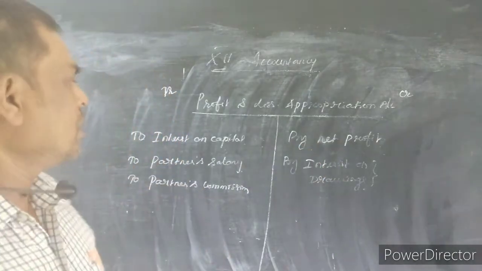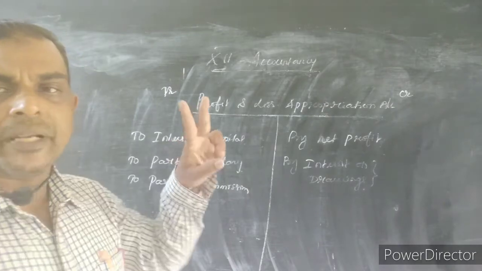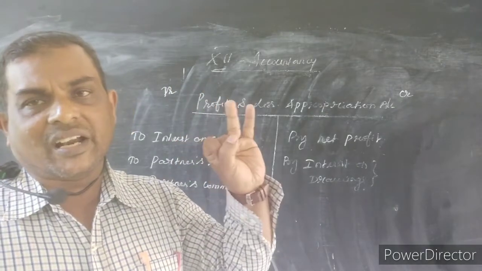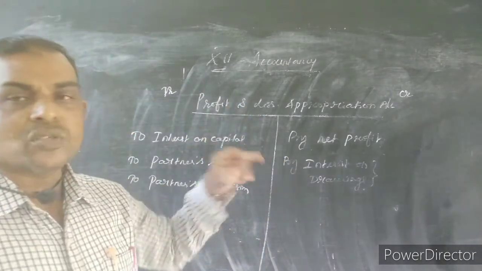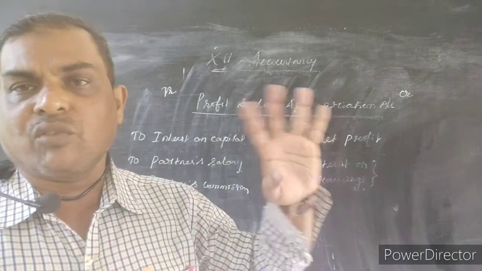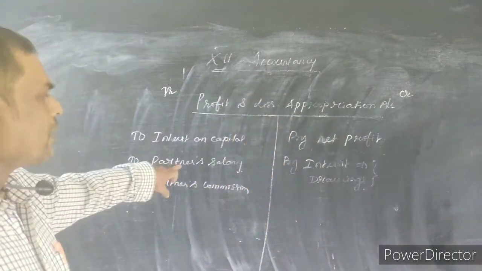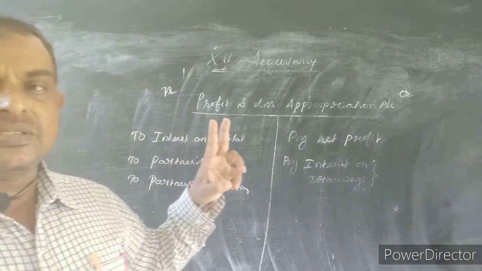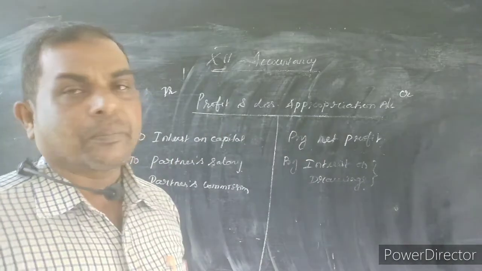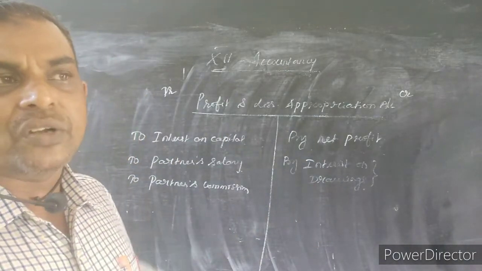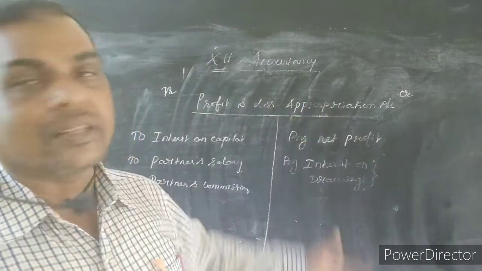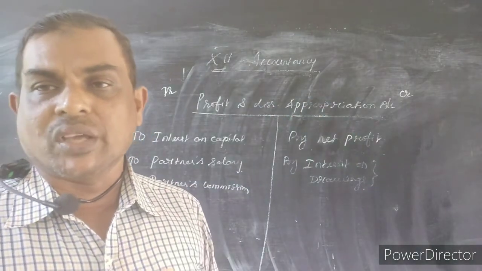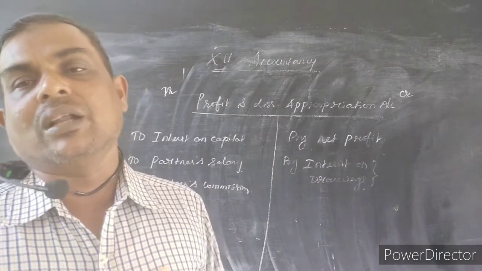So for each interest on capital, two entries: one is an adjusting entry and one is a transfer entry. Interest on drawings also has one adjusting entry and one transfer entry, so that is 4 entries. For partner's salary and commission, 2 entries, so 7 entries. And for net profit, once you get the profit, that profit will be shared among all the partners according to the ratio given.